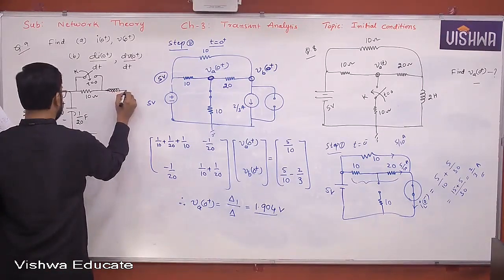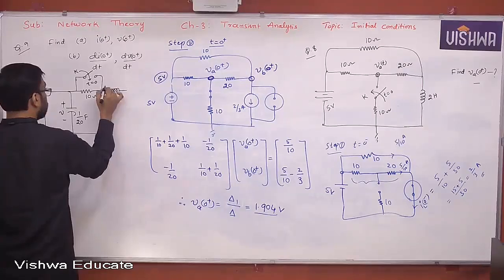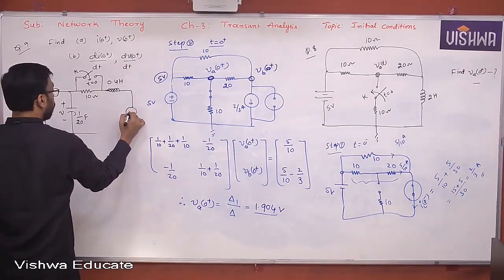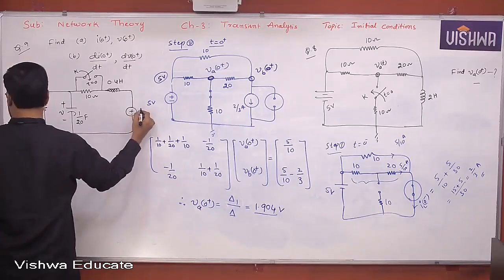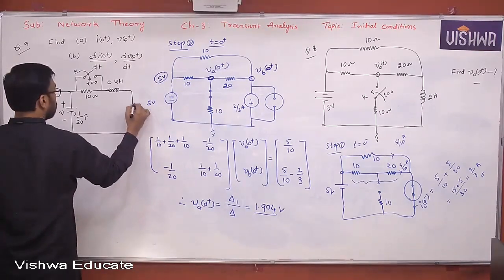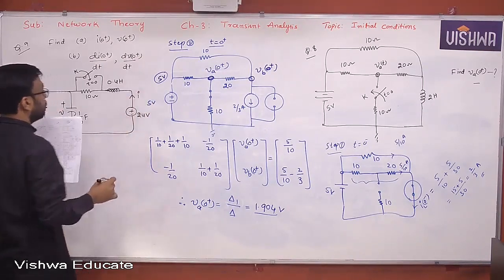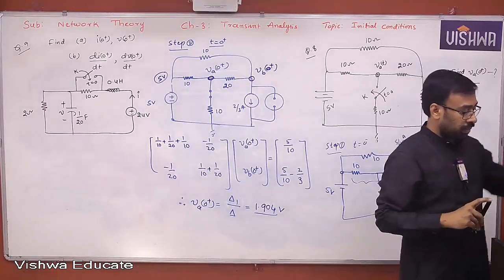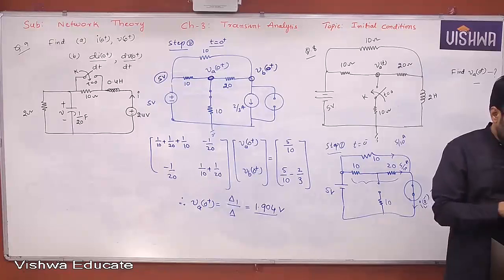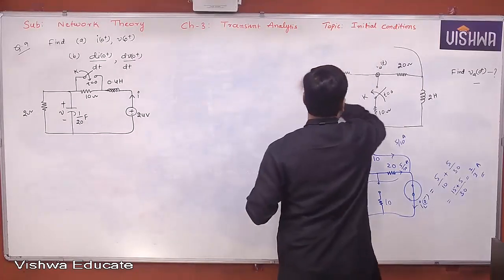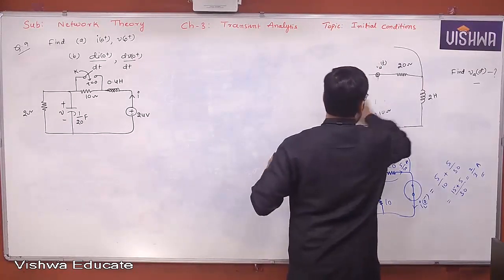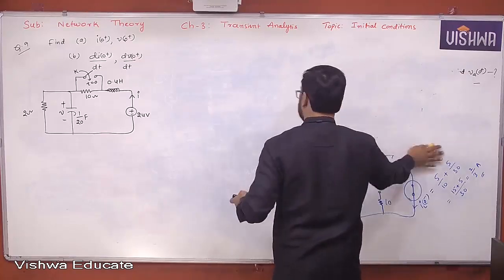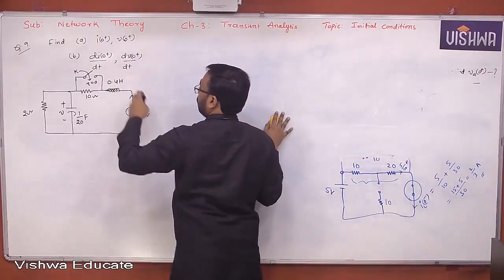Here is an inductor. The voltage source, 24 volts. I. Okay. So let us solve it. I think all of you finished that part. Okay. I think you understand what is I, what is V.